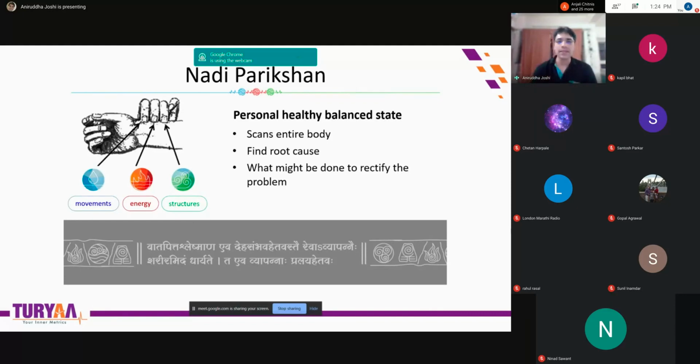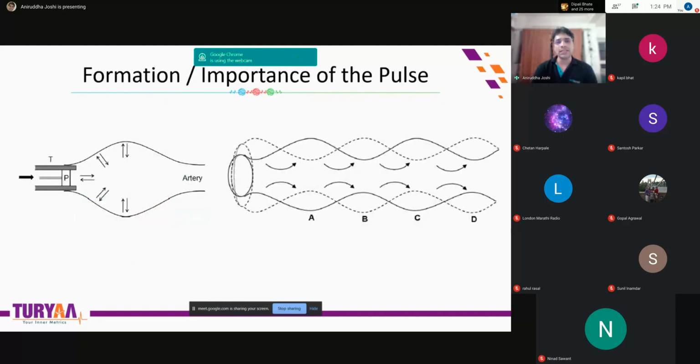And for thousands of years, it has been in practice, and they convert this language into movement, structures, energies, whether it's in proportion, whether one is increased, whether the second is decreased, and so on. So what is increased, what is decreased, and do we want to adjust it? So that is basically the simplest explanation behind Nadi Parikshan. So I'm going to start with 3 theories about the formation or importance of the pulse. There are many theories, but I'm going to cover 3, which I can cover in this time.